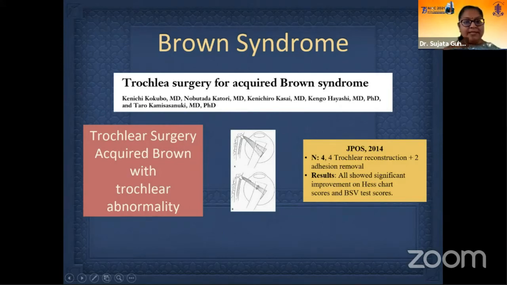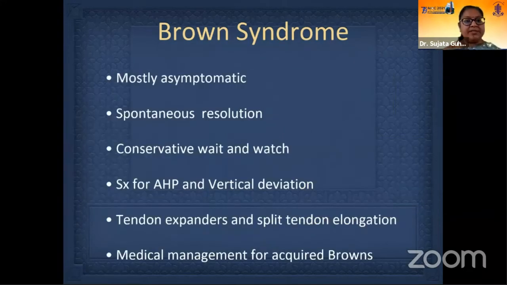So to summarize, most of the patients of Brown's are asymptomatic, and there is a good chance of spontaneous resolution. So a conservative approach with a wait and watch policy is a good policy. Surgeries are reserved for patients with a large vertical deviation or a large abnormal head posture. The current surgeries which are preferred are tendon expanders with either a suture or a band, 240 band. Medical management can be done for the acquired Brown's.